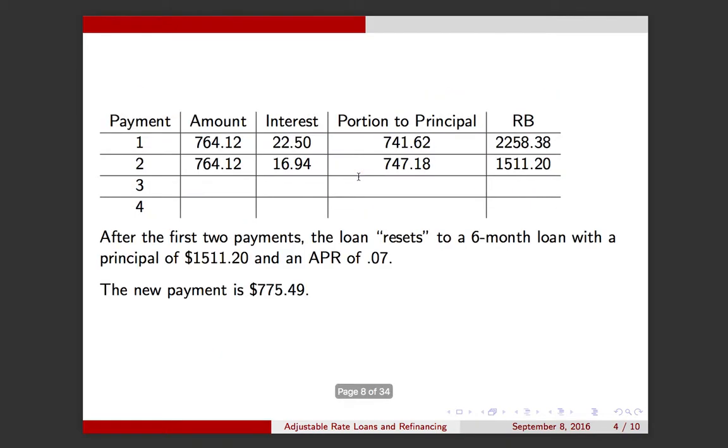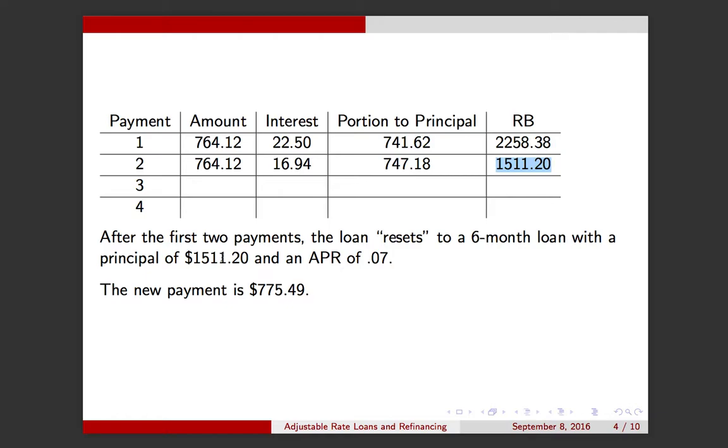So what happens, after the first 2 payments, the bank basically says, okay, there's 6 months left on this loan. The APR is now going to be 0.07, and this guy still owes $15,1120. So basically the bank just treats from now on as a new loan with a new time span, 6 months now, for a total of 1 year for the entire process, and a new principal amount of $15,1120.